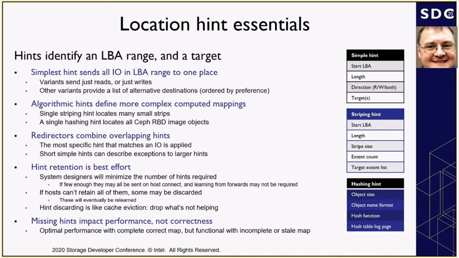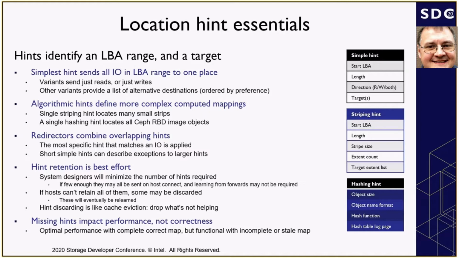So a distributed volume manager could, for instance, direct reads to the parent image and then send specific hints to direct reads from the child image to wherever those differences were stored, which might be in different places on different nodes.